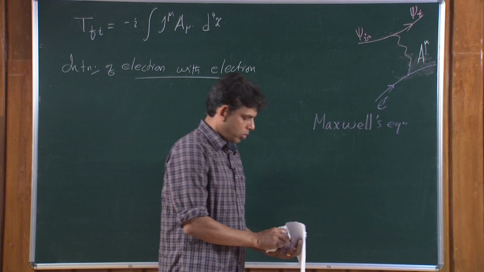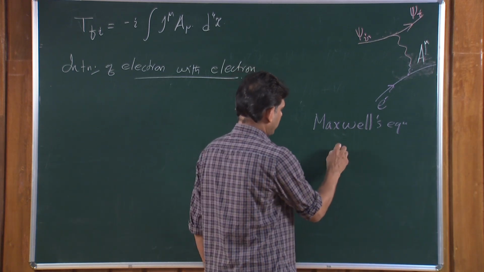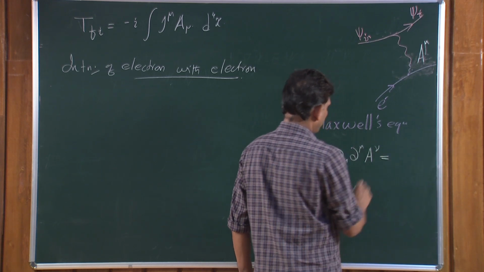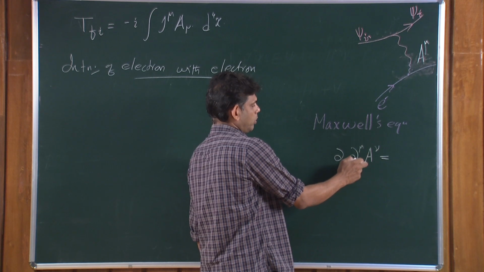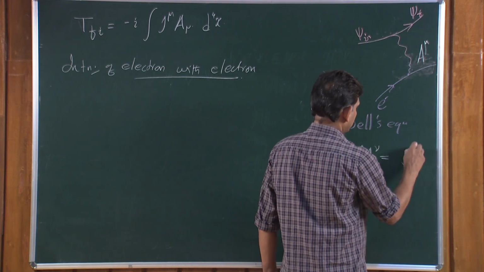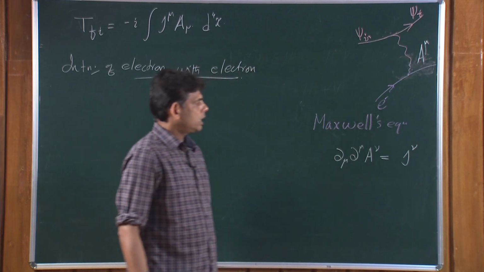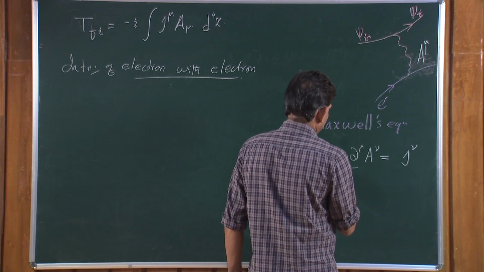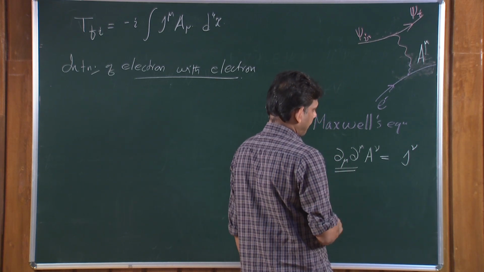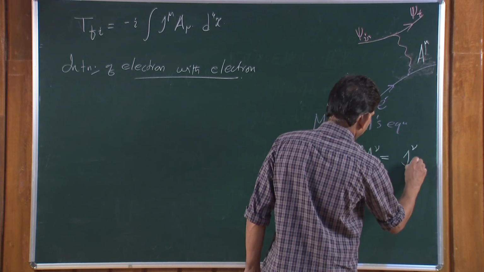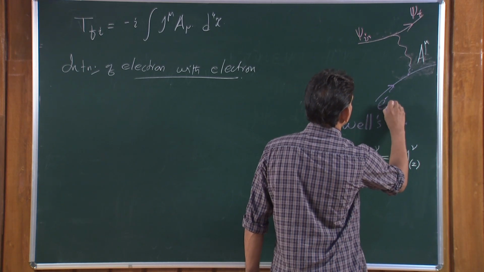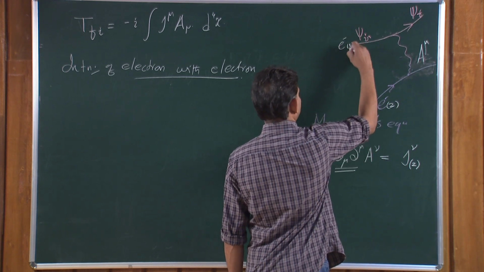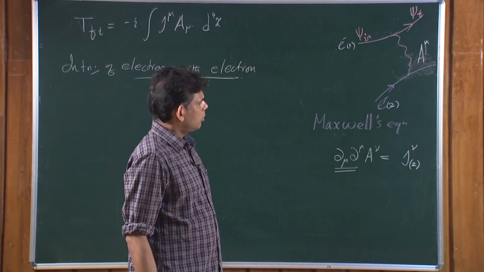written in terms of the potential is dou mu dou mu A nu equal to j nu, where j nu, the right hand side, is the source. So, this is now given by the source electron, the second electron. Let me represent it by 2 and here let me represent this by 1, electron 1 and electron 2.